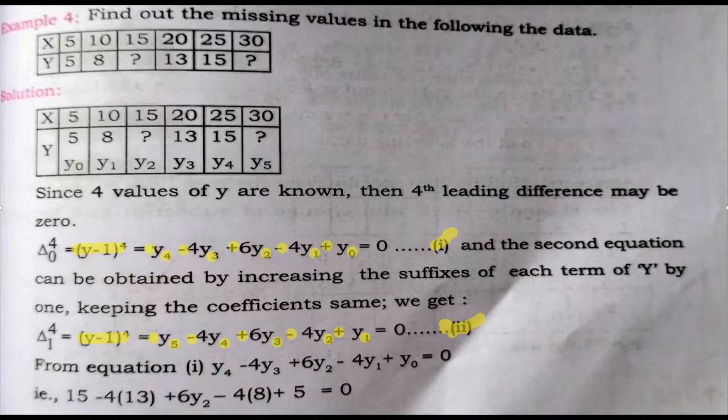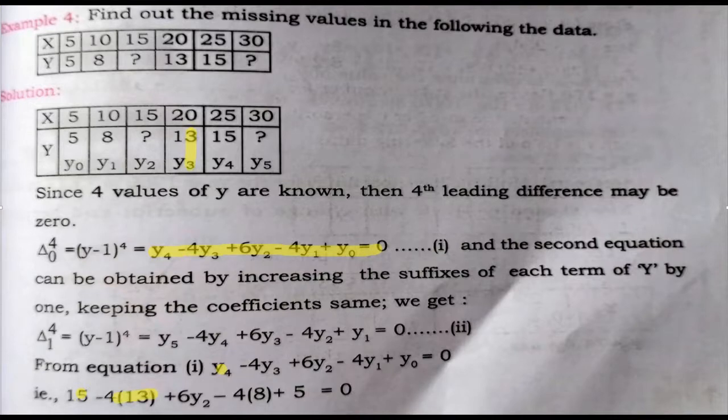Okay, if I put the values in equation 1, what is equation 1? This is the equation y4. If I put the values here, what is the y4 value? 15. Next minus 4 into what is the y3 value? It is 13. Okay, 4 into 13.